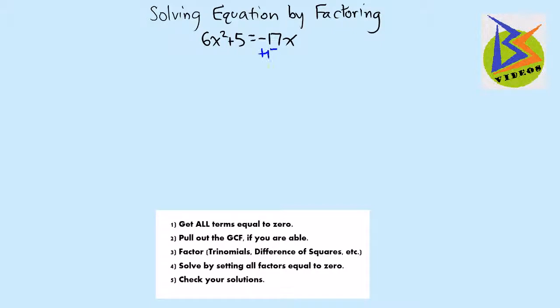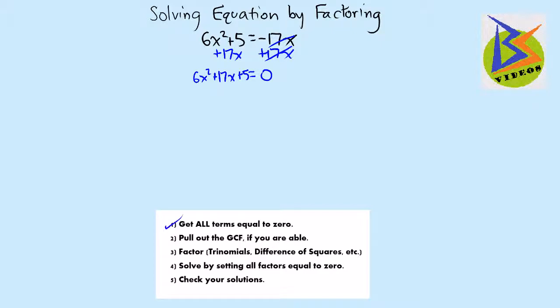So we're going to add 17x to both sides in order to get it equal to 0. So negative 17x plus 17x is 0. And then I'm going to put it in between the 6x squared and the 5 so that we have it in descending exponential order. And x squared and 17x are not like terms, so we can't combine them.